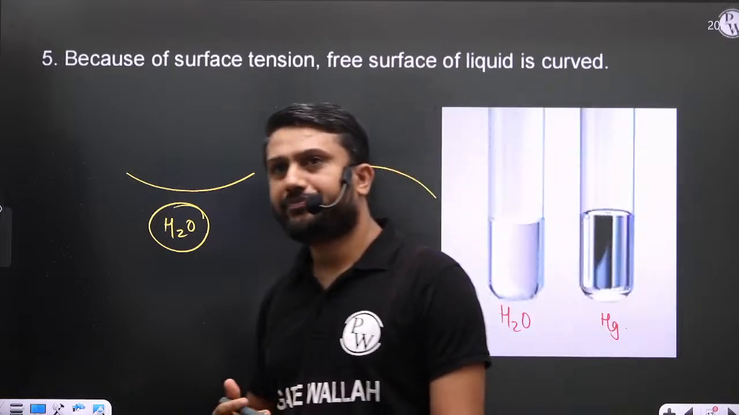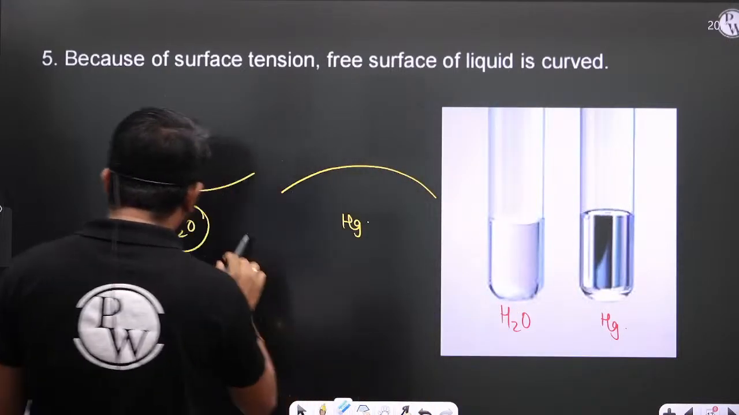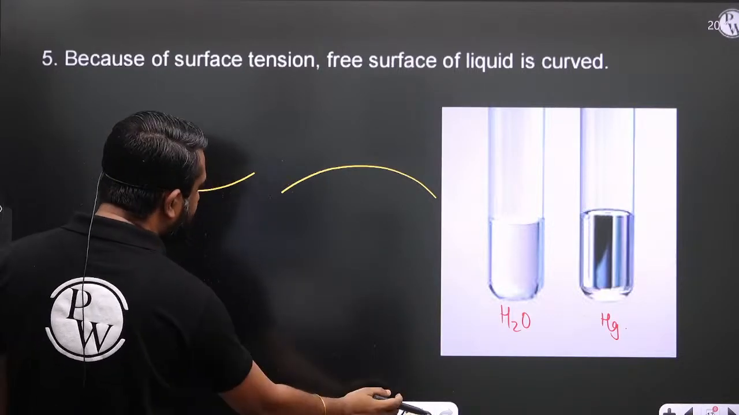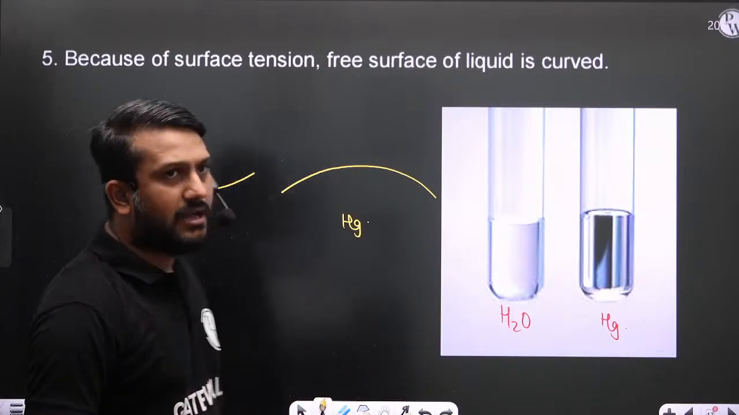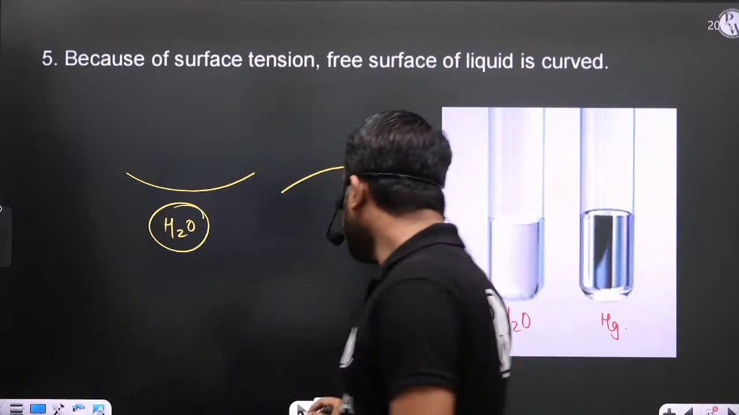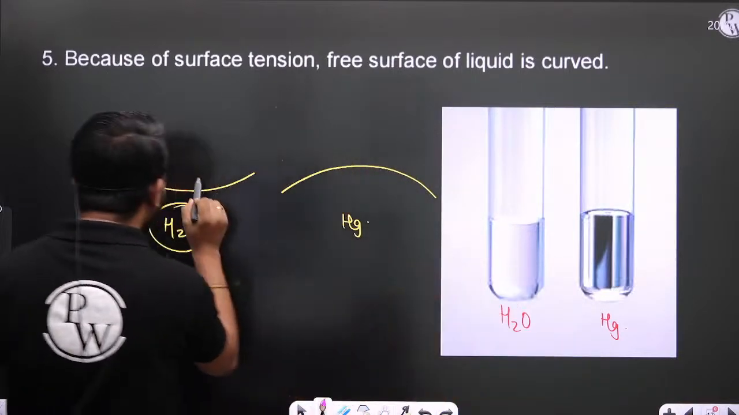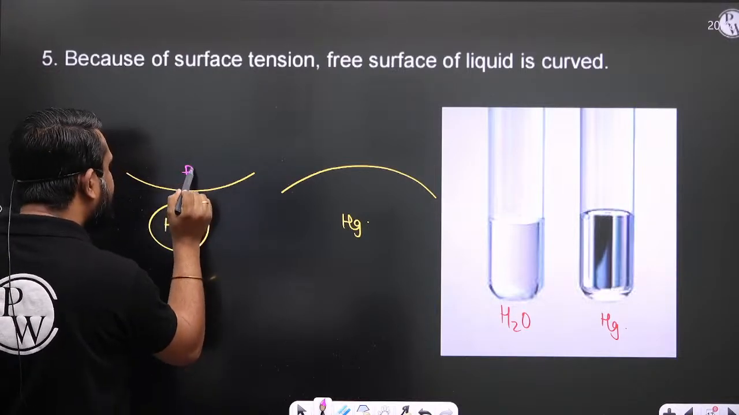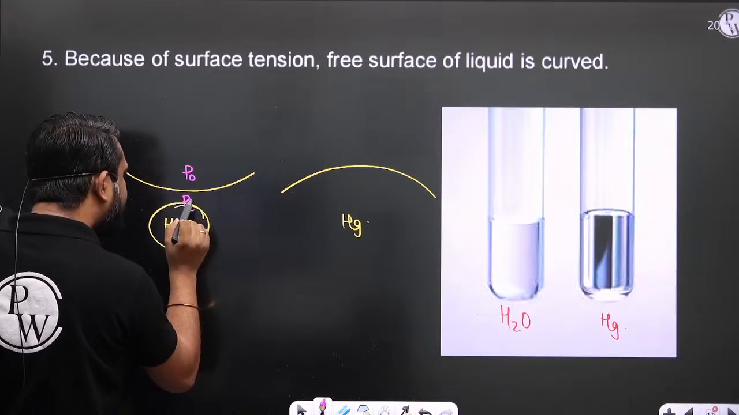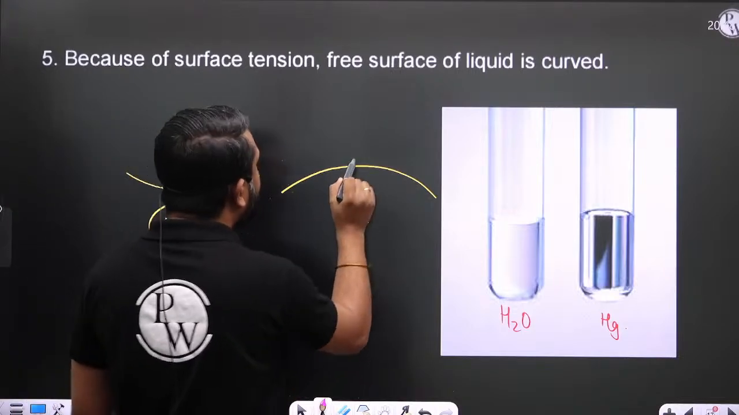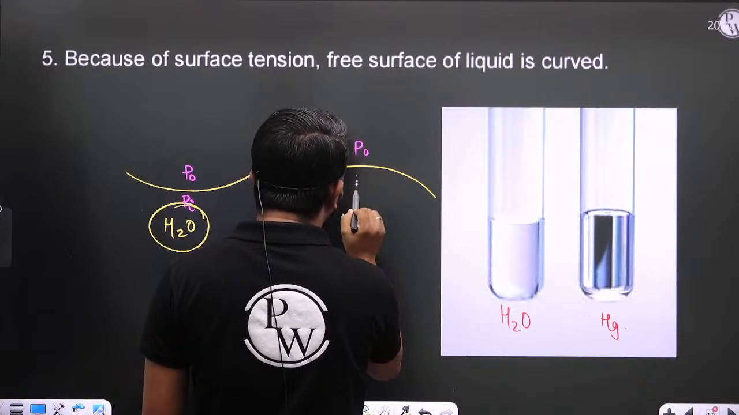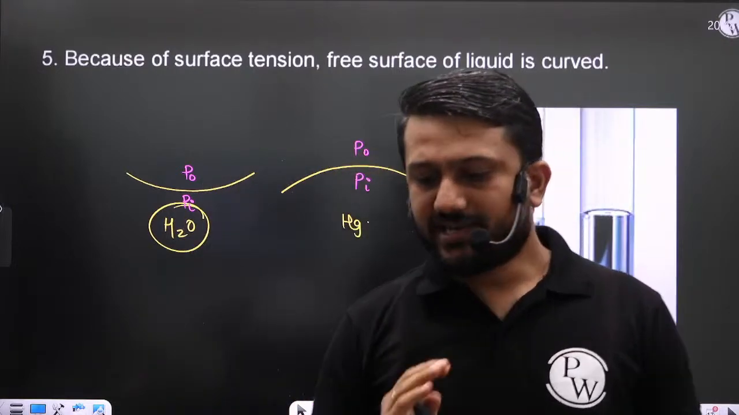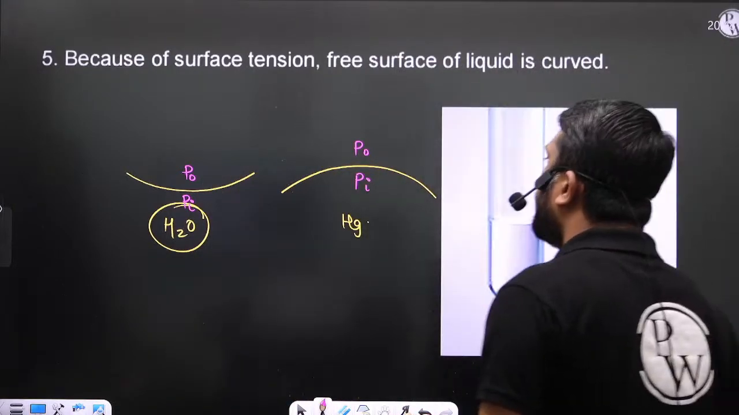So beta, what happened? Because of the surface tension, you are getting such kind of interface. So basically the pressure on this side and the pressure on this side are not the same. Let us consider this pressure is P0, and this pressure is Pi. In a similar fashion, let us consider this pressure is P naught and this pressure is Pi. Please try to understand this point. This is a very, very important point.